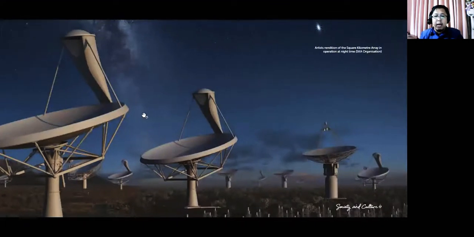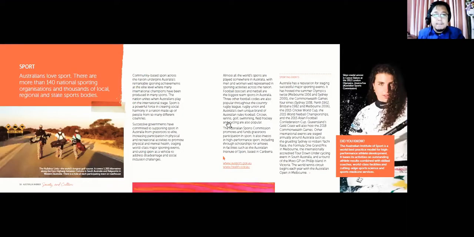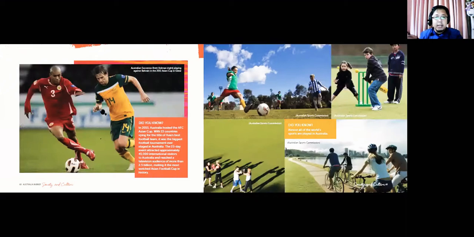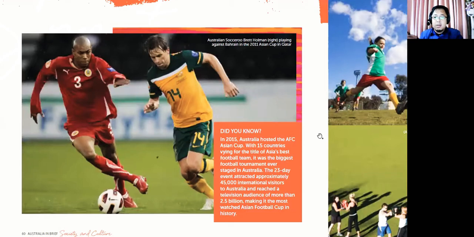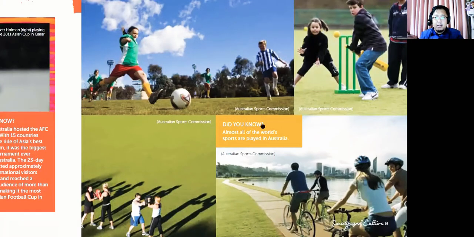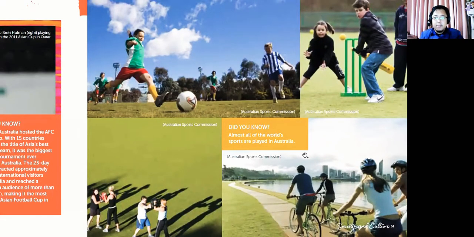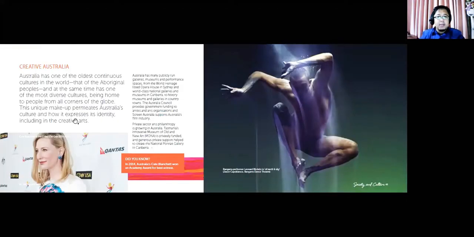Okay, and then we move on. Ini tentang olahraga di Australia. Lebih dari 140 olahraga nasional yang ada di Australia. Oke, seperti ini Australian soccer. Jadi di sini soccer, olahraga soccer, and then soccer, and then we have here sport commission, boxing, and this one bicycle. And then we have, this is the Creative Australia about the art.